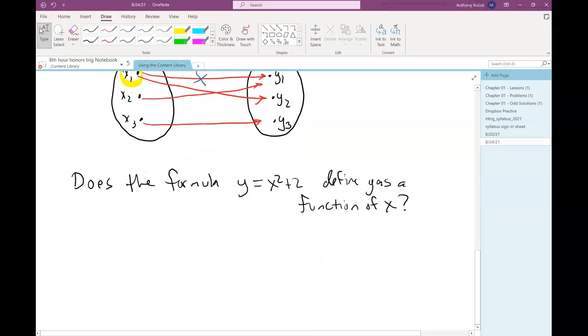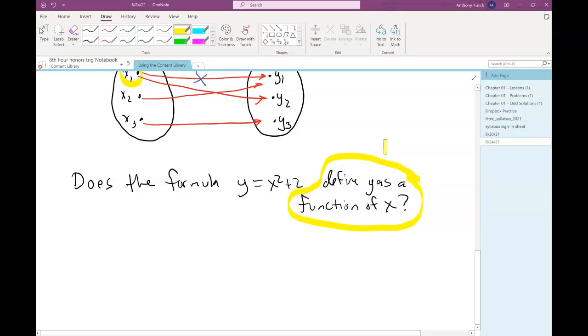So what if we ask, does the formula y equals x squared plus 2 define y as a function of x? So what's this little extra at the end? Why didn't I just ask, is y equals x squared plus 2 a function? What should you be getting out of that extra little piece at the end?